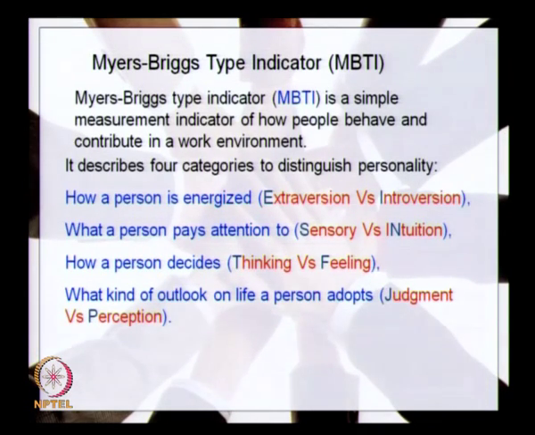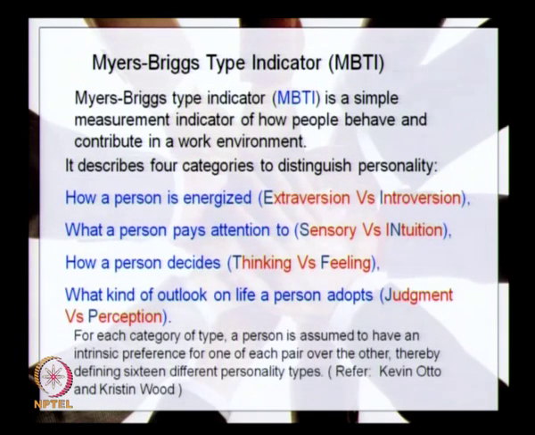Based on this we can classify a person as ESTJ or ESTP or ISFP or ISFJ, like that we can classify the characteristics of individuals. This indicates the type of person, how he is energized, what he pays attention to, how a person decides, and what kind of outlook on life a person adopts. Okay, so let us go into these details. What is an E? For each category of type, a person is assumed to have an intrinsic preference for one of each pair, as I told you, so it can be either E or I, one of each pair over the other, thereby defining 16 different personality types.